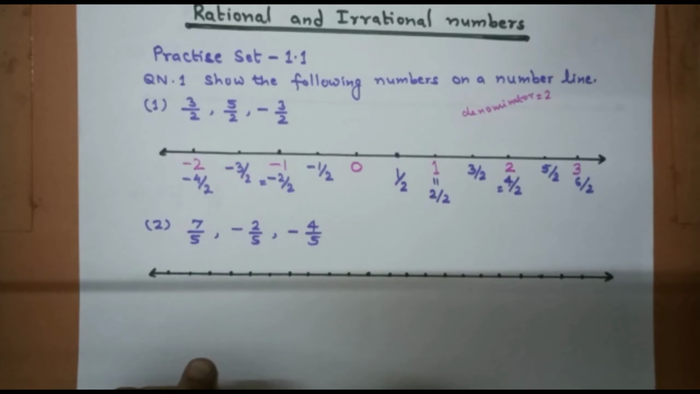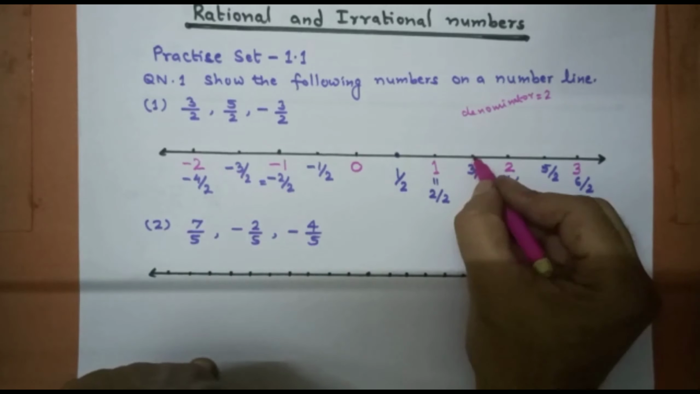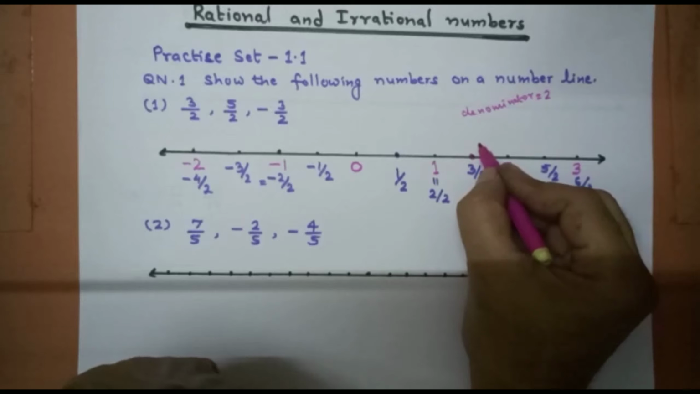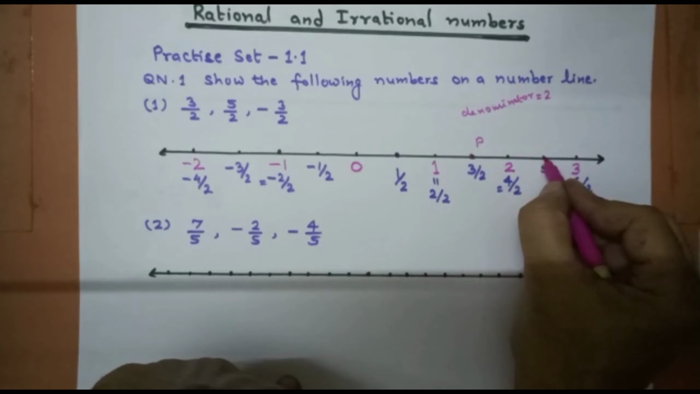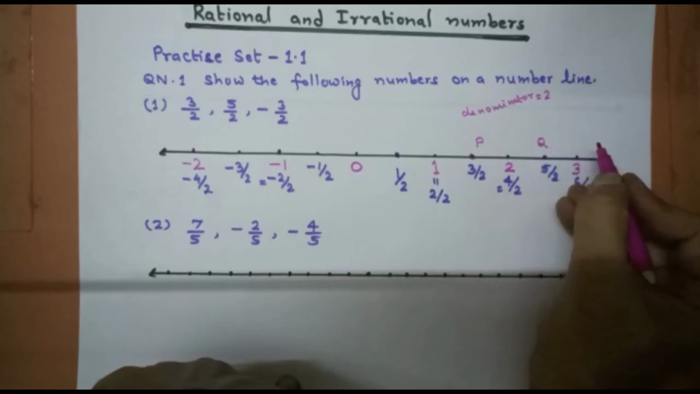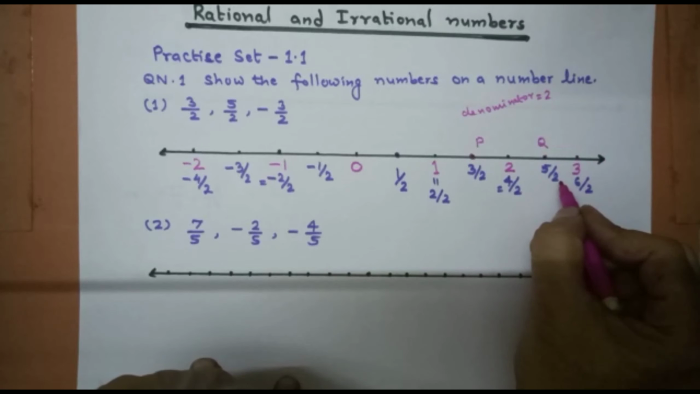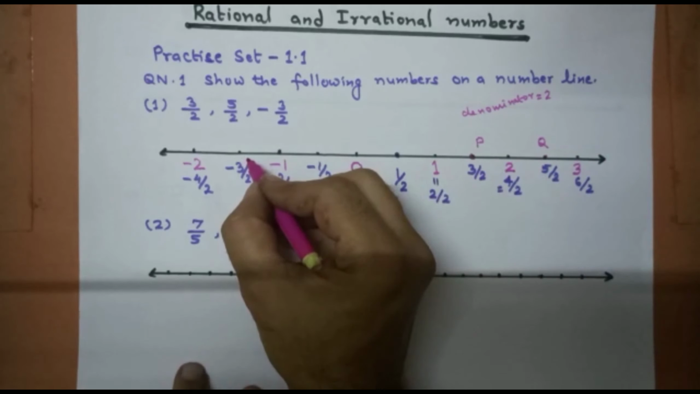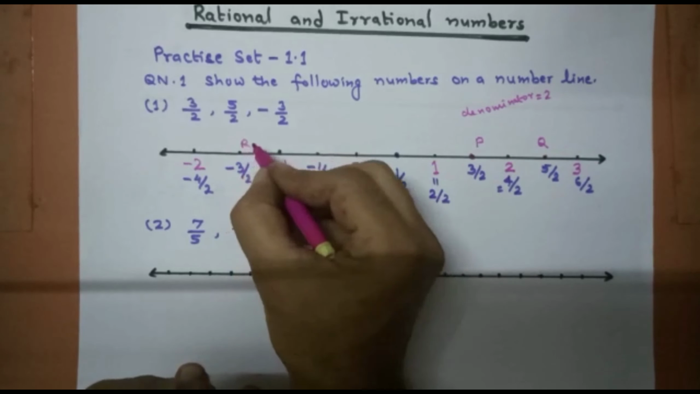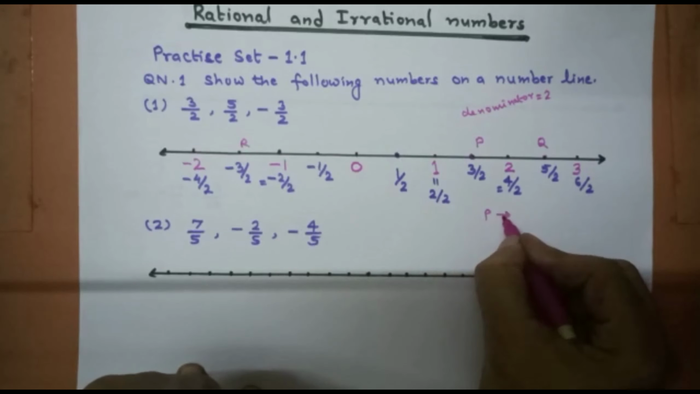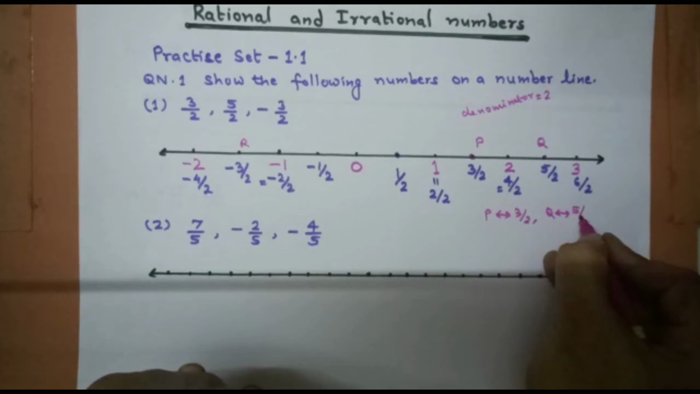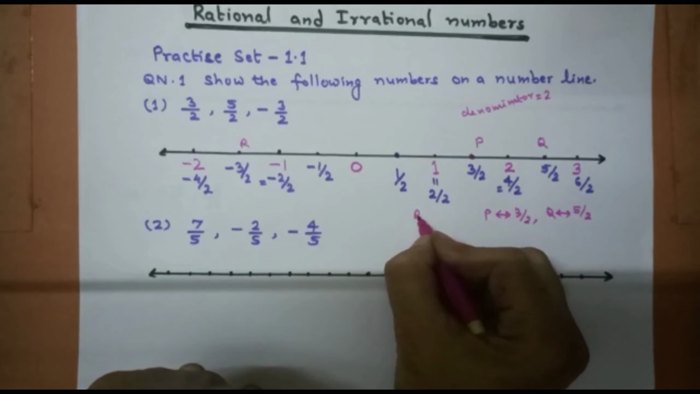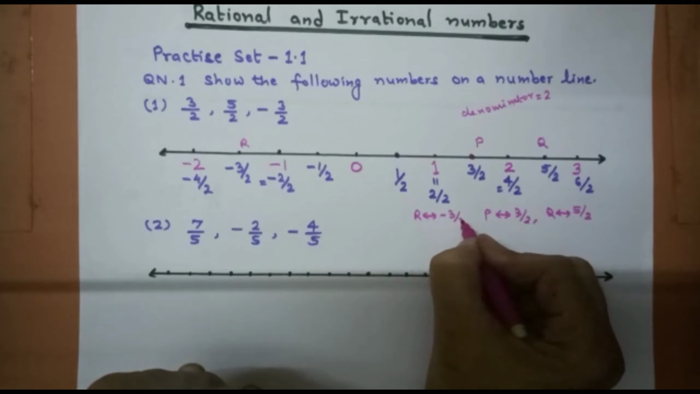Dear students, you wanted 3 upon 2. So where is 3 upon 2? This is 3 upon 2, so you can call this P. You wanted 5 upon 2 also, so let's represent it as point Q. Point Q is 5 upon 2. Whereas minus 3 upon 2 is R. So P is 3 upon 2, Q is 5 upon 2, whereas R is minus 3 upon 2.